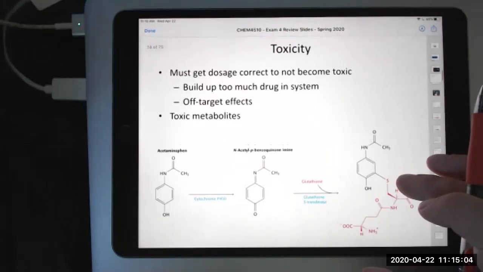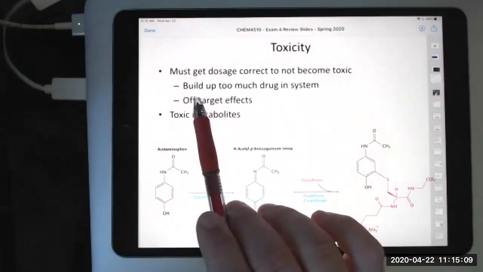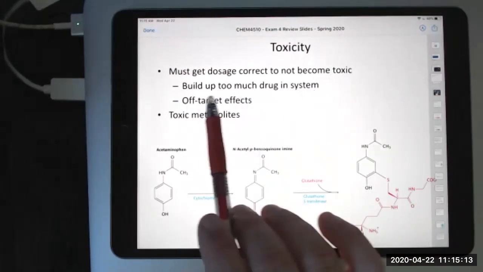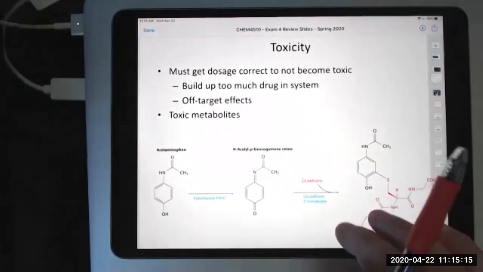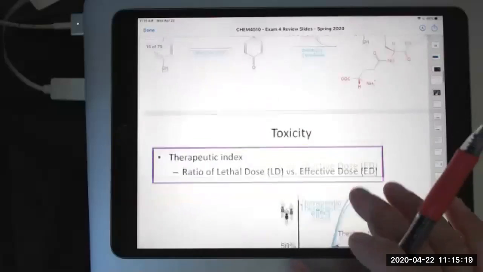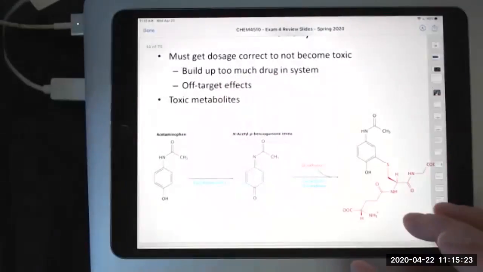Now, one of the things you have to be careful of, right? You have to get the dosage correct, because if you don't, it can become toxic. If the metabolism is off, you can build these up and get toxic metabolites. So either off-target effects or metabolites would be the cause.